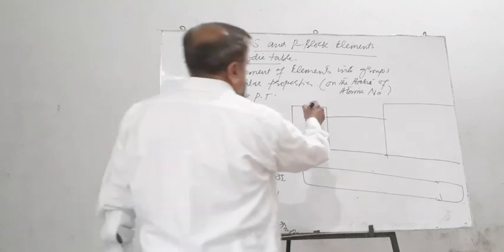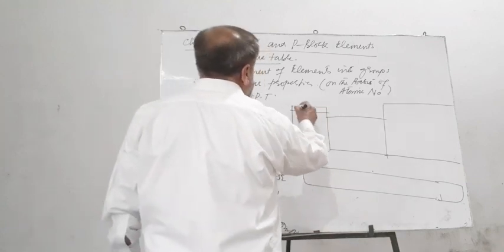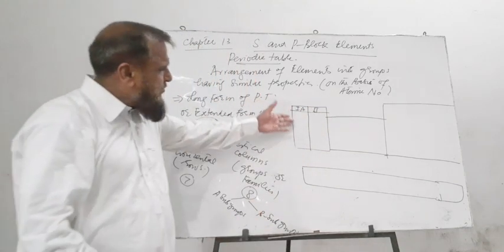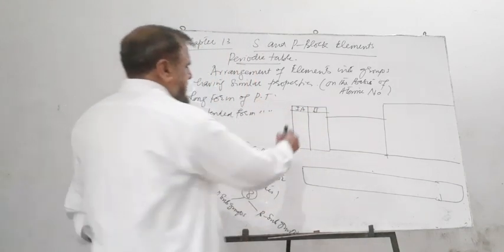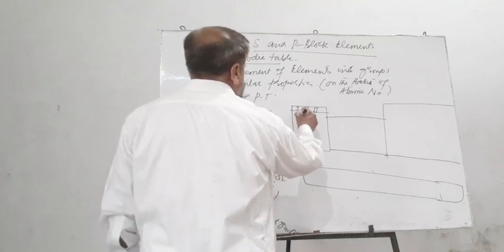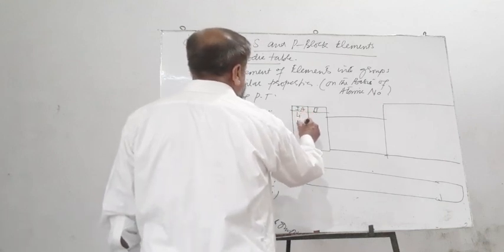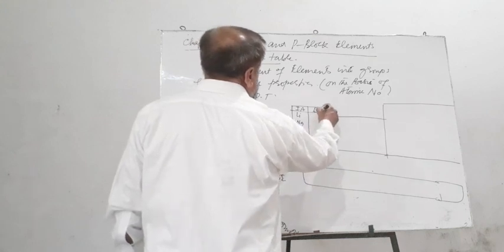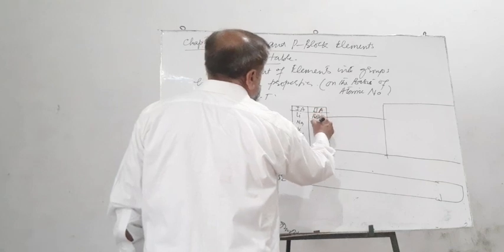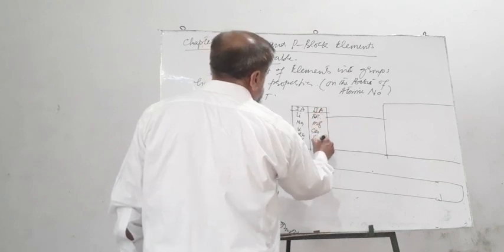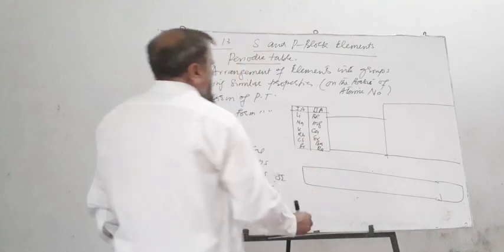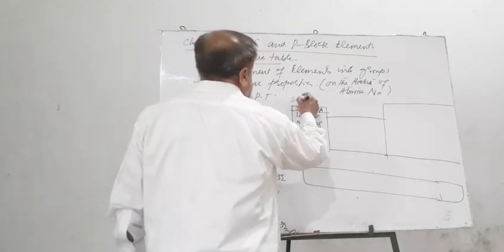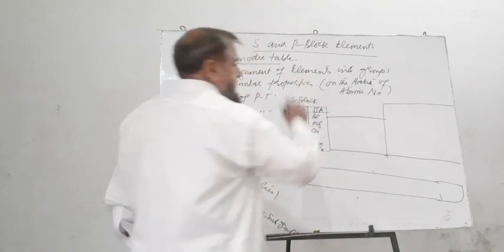Now in the periodic table, group 1A and 2A. In group 1A there is lithium, sodium, potassium, rubidium, cesium and francium, and in group 2A the elements are beryllium, magnesium, calcium, strontium, barium and radium. These elements which are present in group 1A and 2A are known as S block elements.